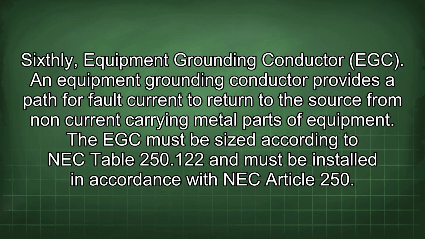Sixthly, equipment grounding conductor, EGC. An equipment grounding conductor provides a path for fault current to return to the source from non-current carrying metal parts of equipment. The EGC must be sized according to NEC Table 250.122 and must be installed in accordance with NEC Article 250.